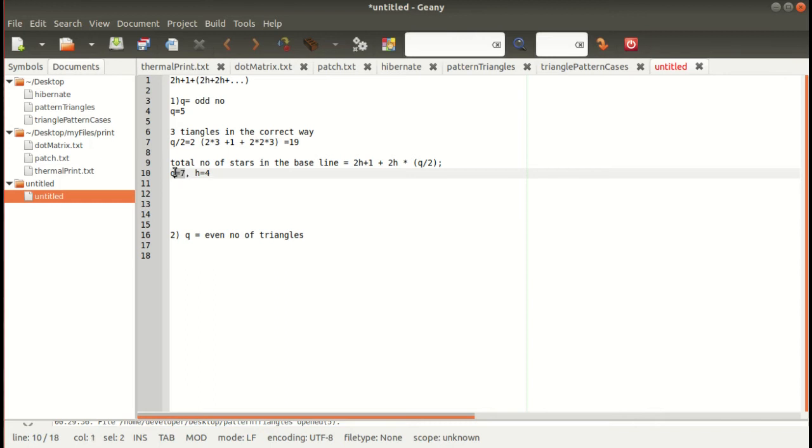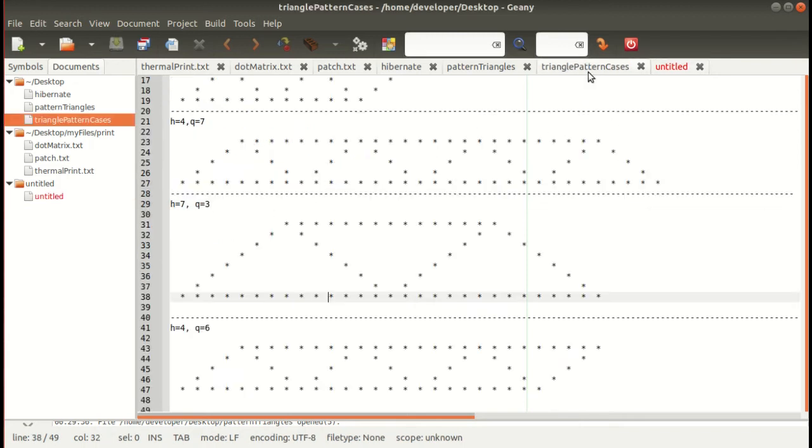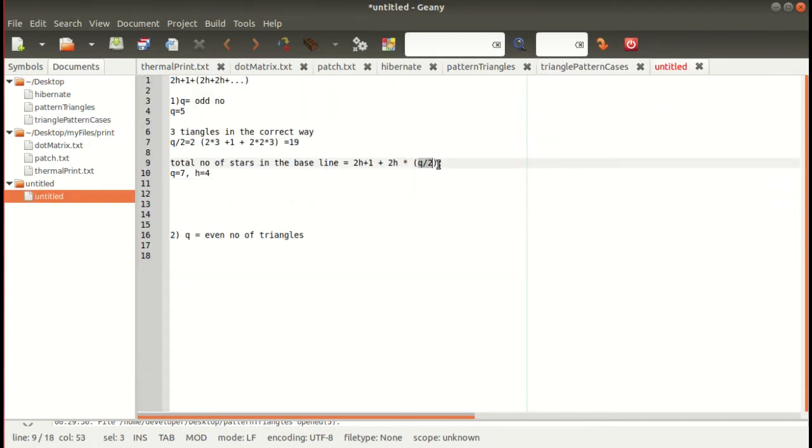Okay, fine. Let's try for this now. The total number of triangles in the pattern is 7 and height is 4. 2 into h plus 1. Let's see in the diagram itself. The total number of stars in this triangle we shall find. To the left of this star we will have h stars, 1 2 3 4 5 6. To the right of this we will have h stars, h plus 1, and for this 2h plus 1. These many stars we have already calculated, and even in this triangle you will have 2h plus 1, but this star we have already calculated. So 2h plus 1 plus 2h. Here q by 2 is 1. So 2h plus 1 plus 2h into 1.